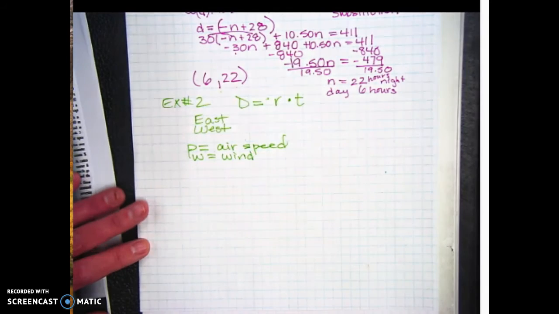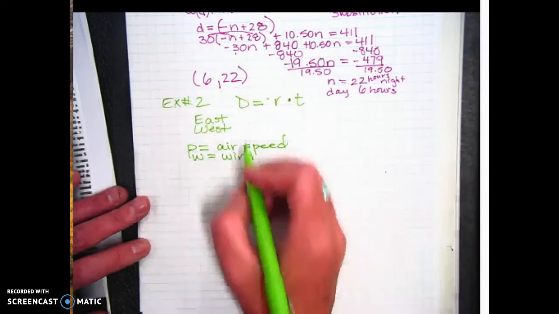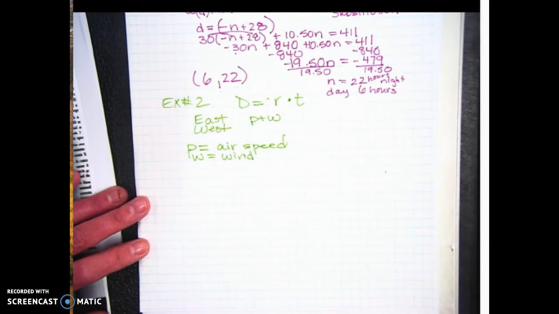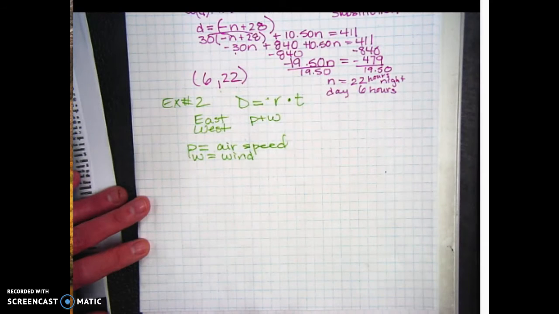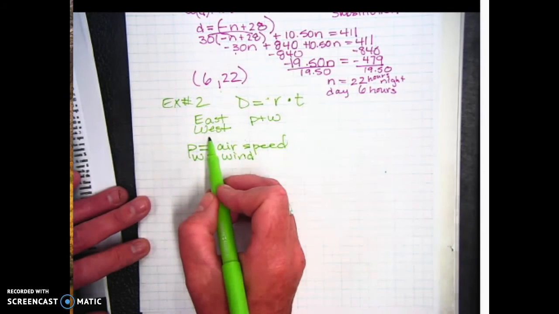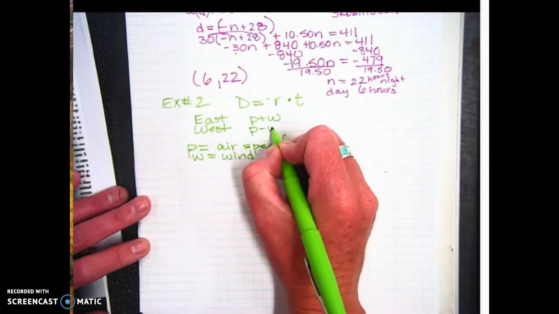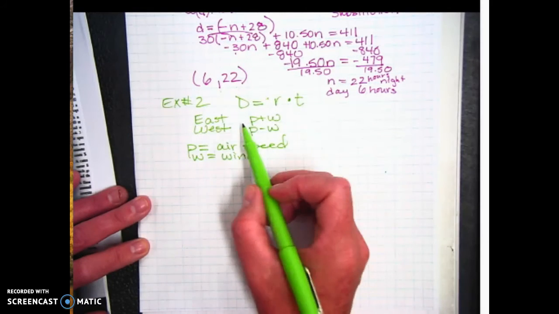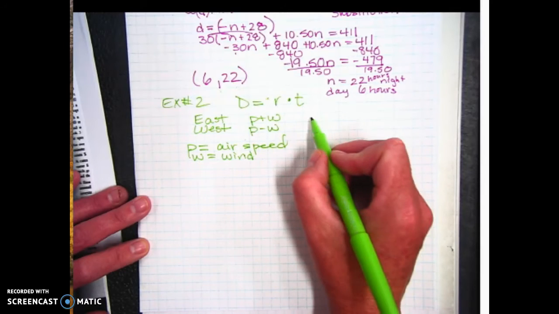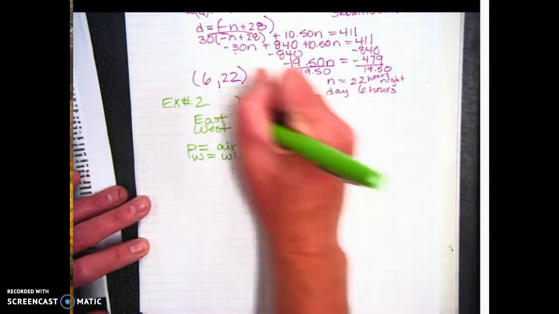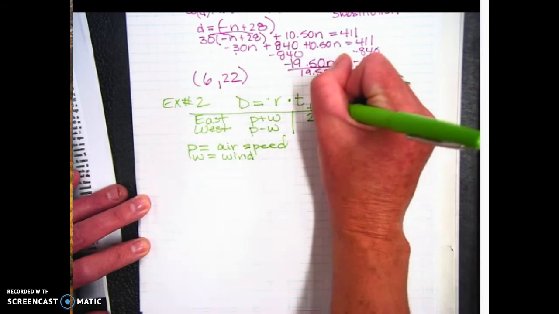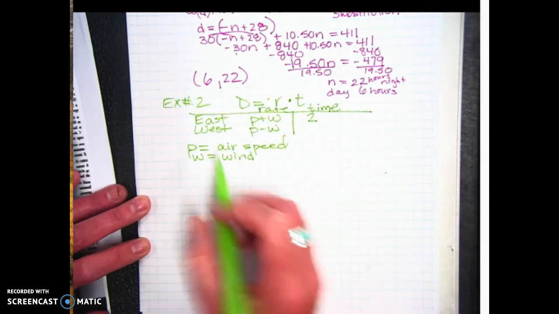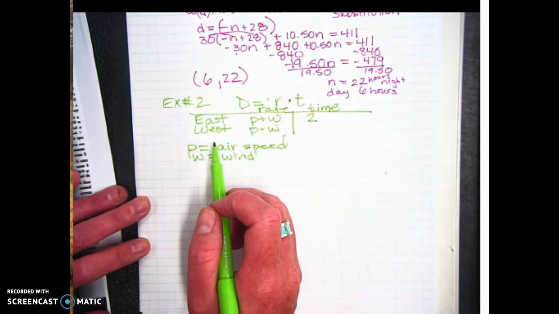So the plane that's flying east is with the wind. So we're going to say that it's P plus W. That's going to make the plane fly a little faster. And the one that's flying west is minus the wind. It's flying a little slower. The time that it's going to take the east one is less. It's only 2 hours. And the plane that's going west is 3 hours.